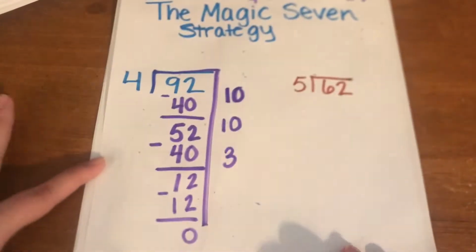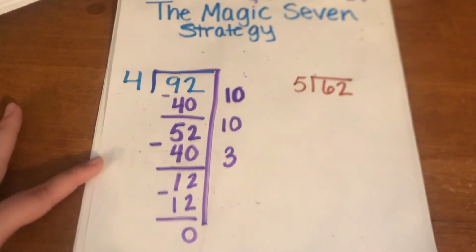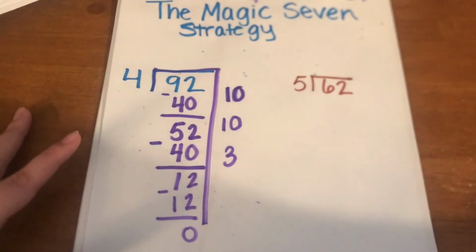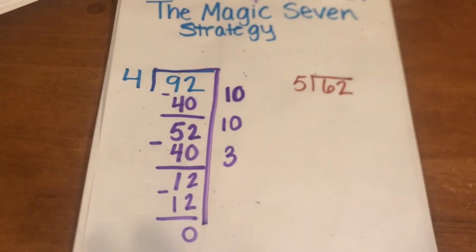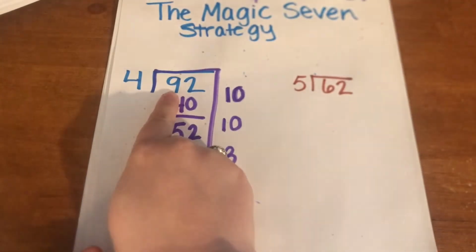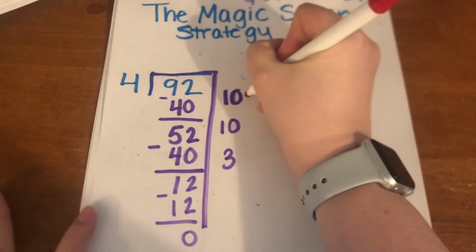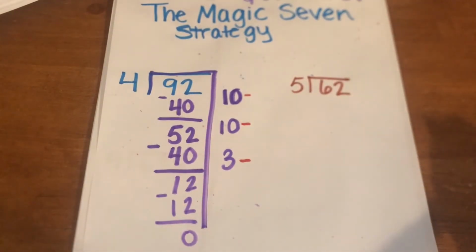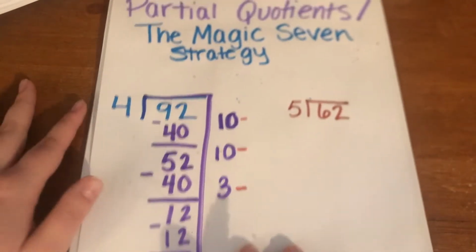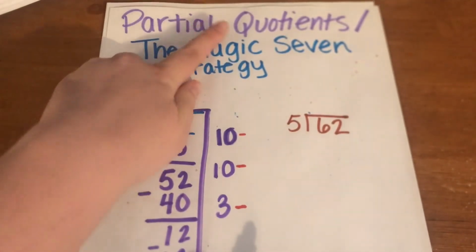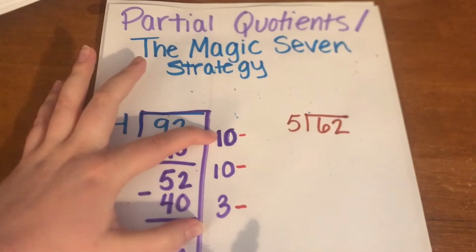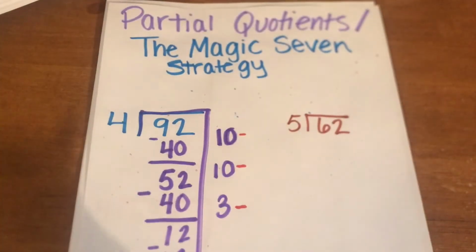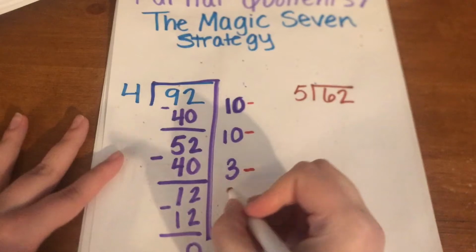And I'm left with nothing left over. So, in order to find my answer for how many groups of 4 fit into 92, all of these groupings of 4 that I subtracted in parts, I'm going to add together. So I found some partial quotients, some partial answers, and when you bring them together, they're no longer partial. Now they will be a whole answer.